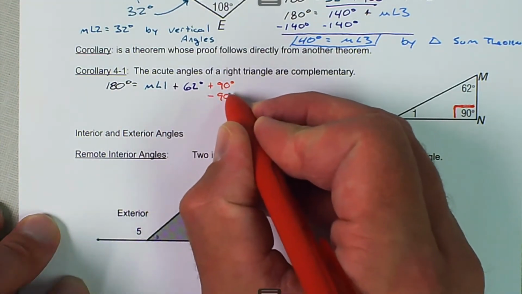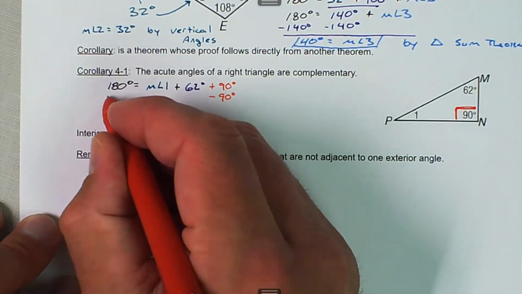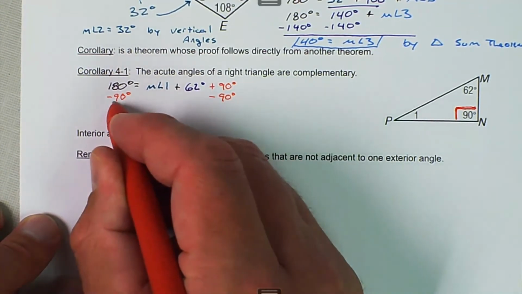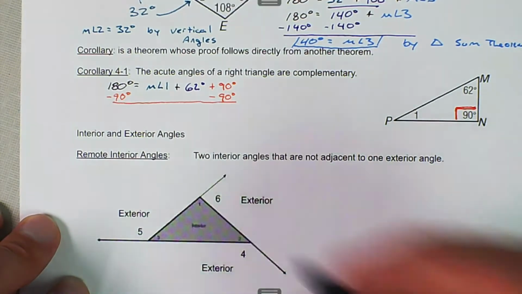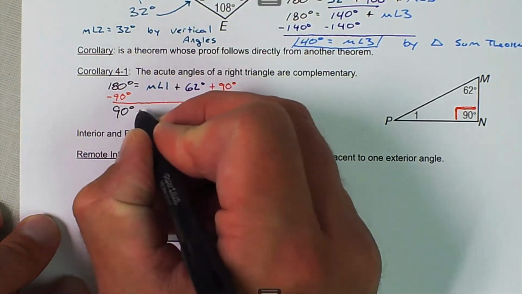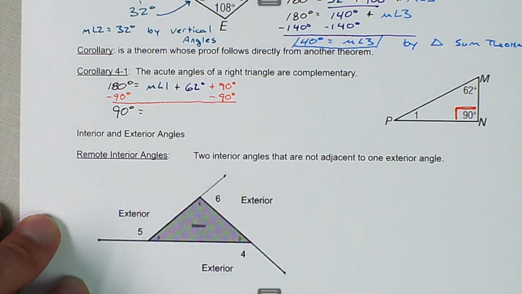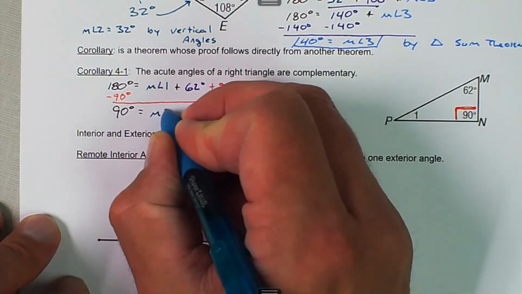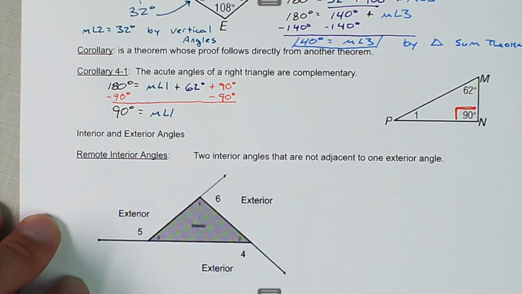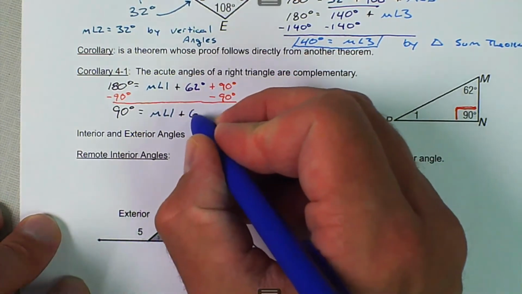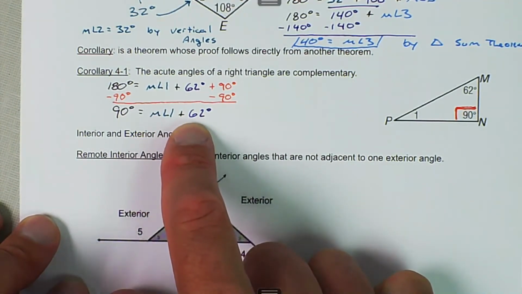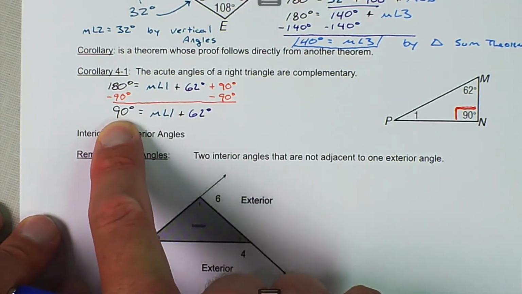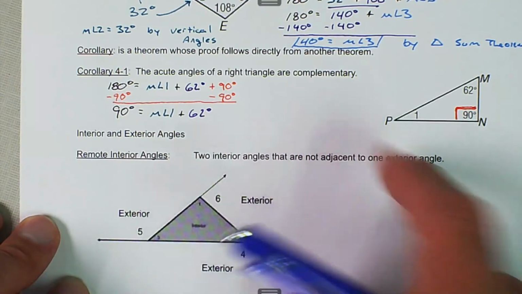be, rather than combine these like terms, if I subtracted 90 from both sides of the equal sign, we would end up with 90 degrees is equal to the measure of angle 1 plus 62 degrees. And so that's it right there. The two acute angles added together add to 90 degrees. That's what complementary means.